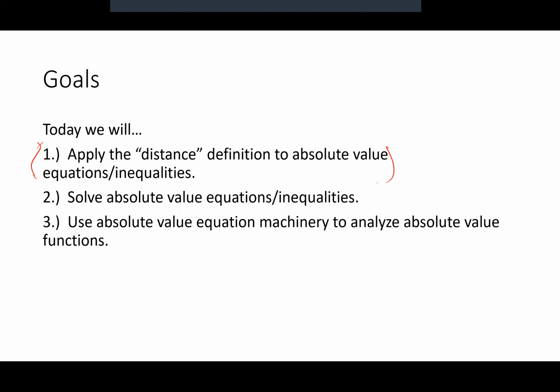I think there's a kind of functional understanding of what an absolute value is, which folks have misinterpreted to be a definition. And so we're going to talk about the actual definition, which I think is more intuitive. Then we're going to solve absolute value equations and inequalities. And then we're going to use absolute value equations to analyze absolute value functions.